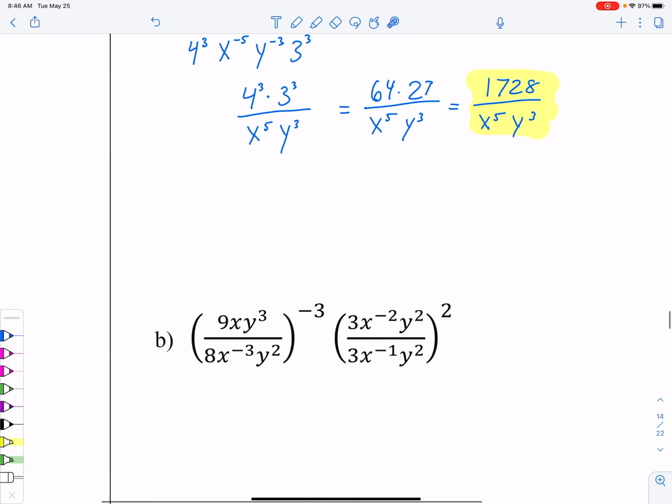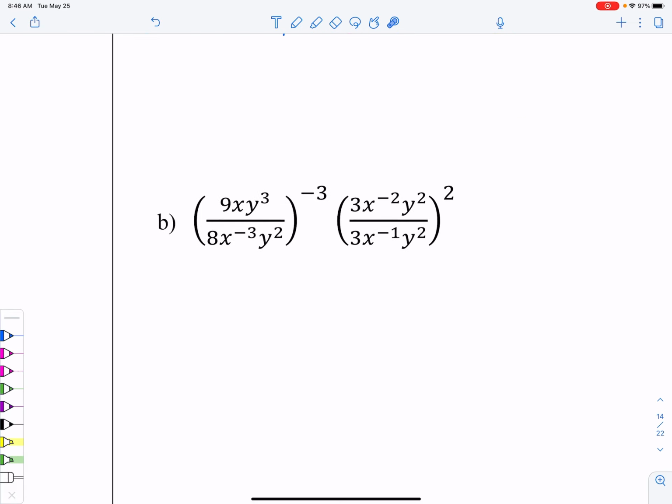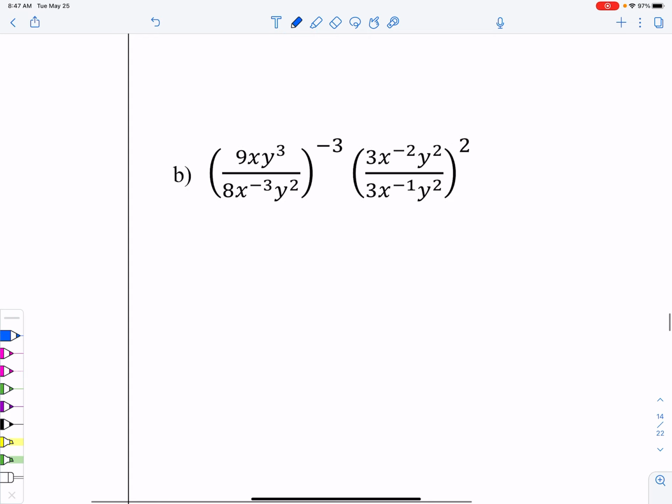Okay, let's look at another example. So this time we have a negative exponent, or an exponent in general, for an entire bracket. Okay, so you can do this two ways. You can flip this and then multiply everything by the exponent, or you can multiply everything by negative 3. And then the same thing here, everything inside, both top and bottom, gets a 2 on it. So let's just multiply everything by negative 3 to show you what that would be like.